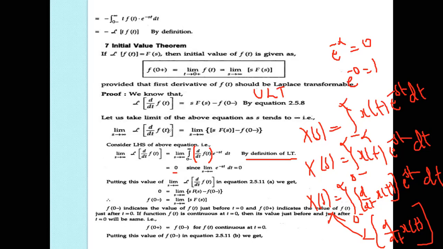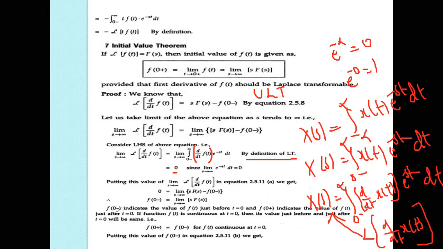Now you can substitute this zero value: the Laplace transformation of d by dt of f of t is zero, which is equal to the limit as s tends to infinity of s into F of s minus f of 0 minus. In the second term there are no s terms, so you can bring it to the left side. Here the minus becomes a plus. So f of 0 minus is equal to the limit as s tends to infinity of s into F of s.